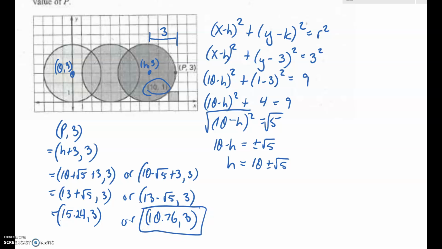But keep in mind, if they're asking for the value of p and it doesn't say anything about rounding, I would stick with this as my answer right there. Okay, it's not rounded at all. It's good to go. Okay.